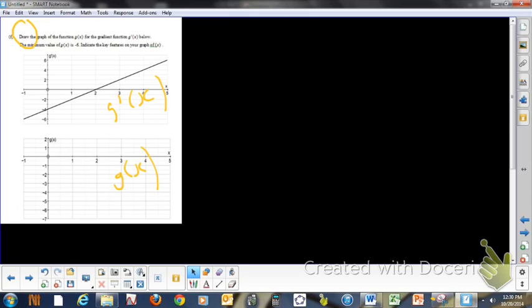So in that case, we actually need to know what the equation of g prime x is, which is the gradient function. So we need to find the gradient, and we need to find the y-intercept, which is not labelled, which is hard. The gradient is 2, and the y-intercept is -4. So there we go. So now we have the exact equation.